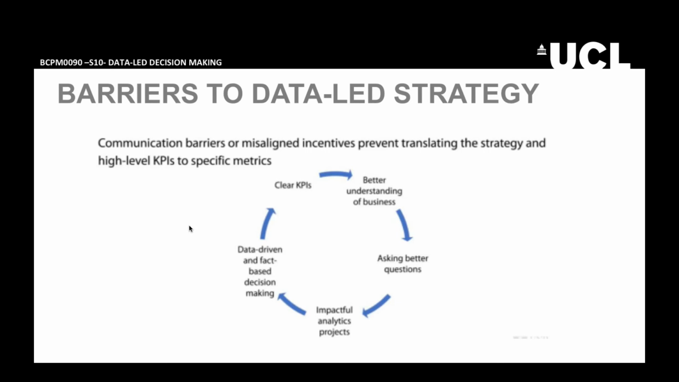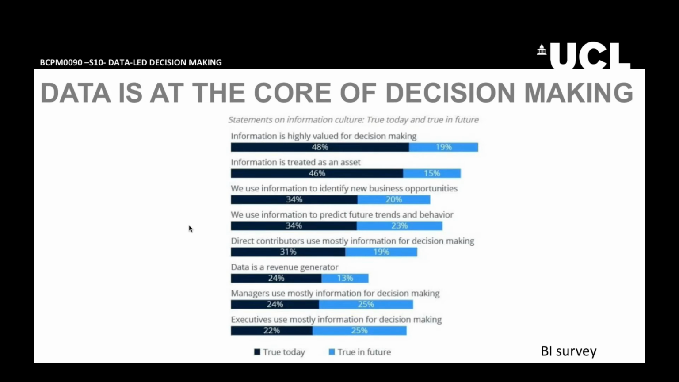Sometimes communication barriers or a misalignment between KPIs or data-driven decisions and our strategy will bring problems when we are trying to translate our strategy and high-level KPIs to specific metrics that can be implemented into data-driven decisions.